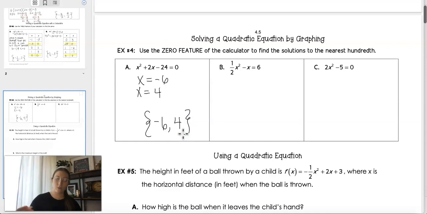Perfect. Okay, next one. First, let's get in standard form. So we're going to have 1/2 x squared minus x minus 6.